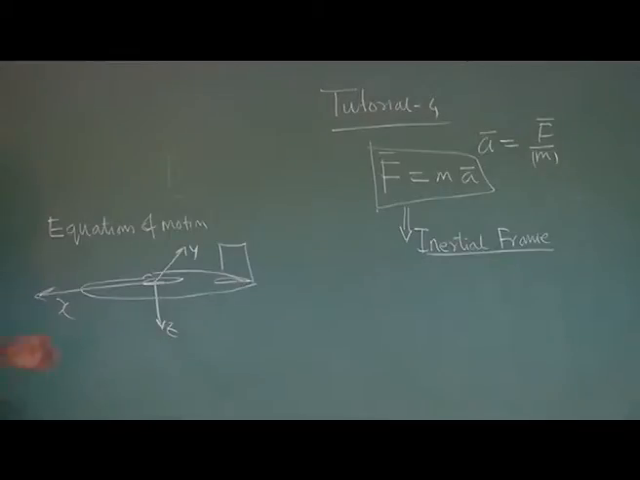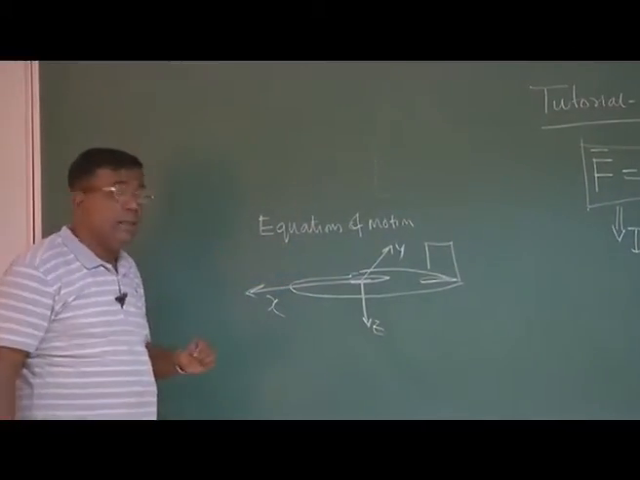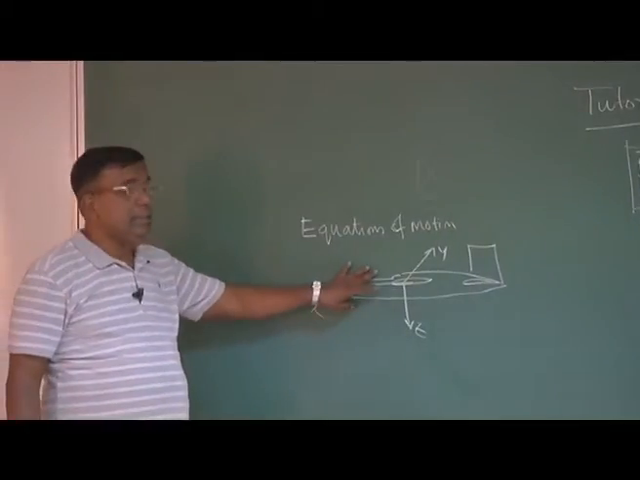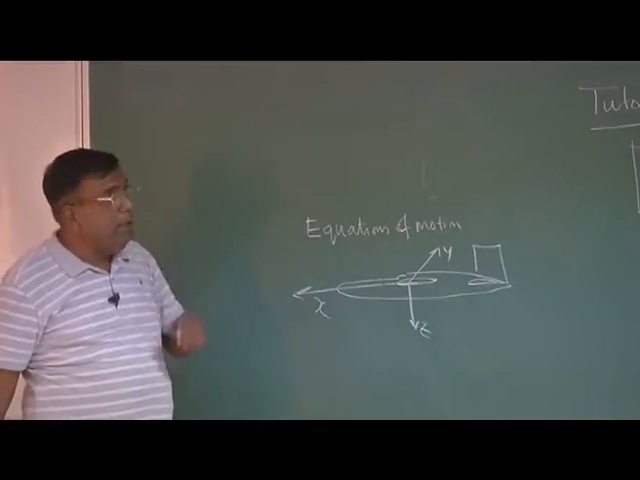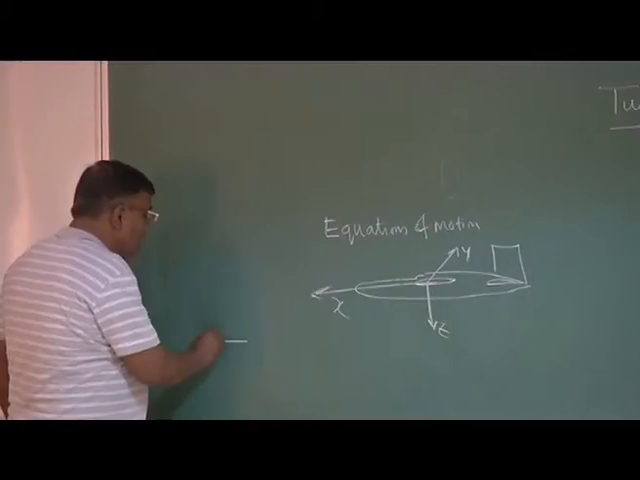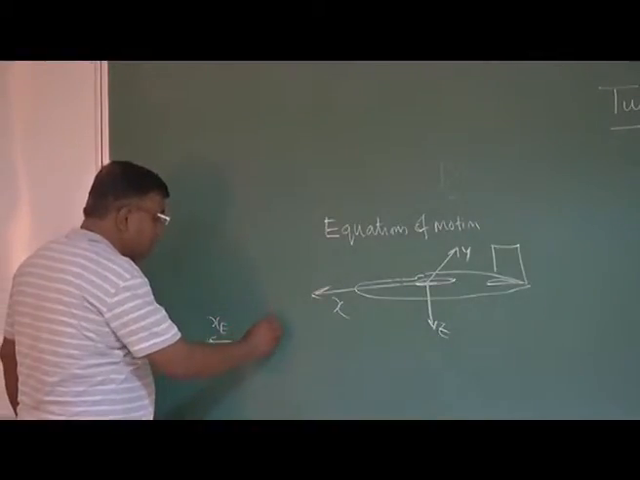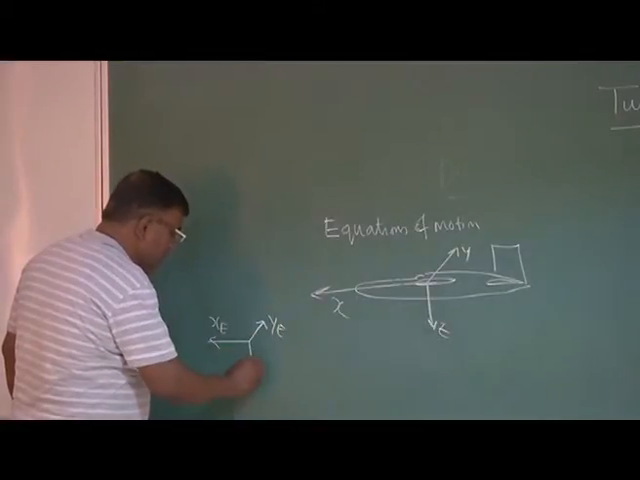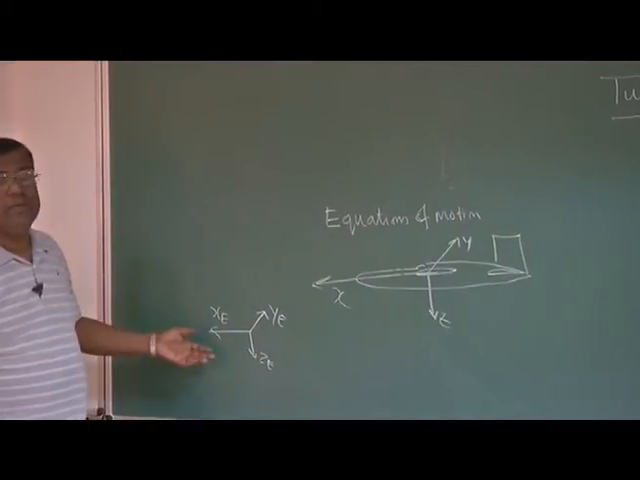But see, we have chosen an axis in the body fixed frame, that is, the axis is fixed with the body, so as the body rotates, the axis rotates. So definitely this axis is not an inertial frame. So how to apply F equal to ma? So we said, okay, we will use the earth fixed axis system for our dynamic stability analysis as an inertial frame.